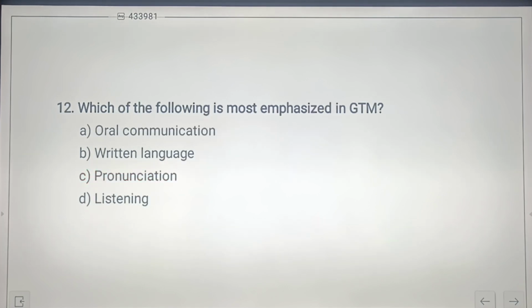Next, which of the following is most emphasized in grammar translation method, GTM? A. Oral communication. B. Written language. C. Pronunciation. D. Listening. The right answer is B. Written language. It emphasizes written language.